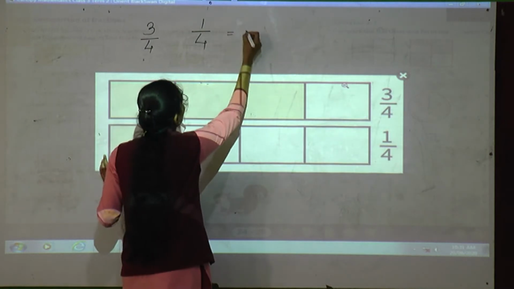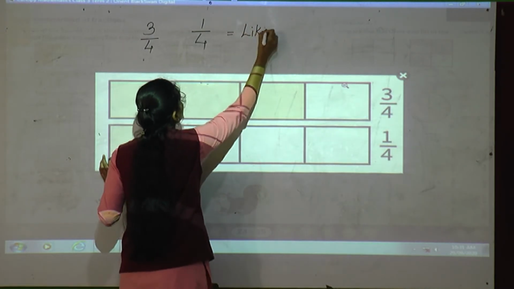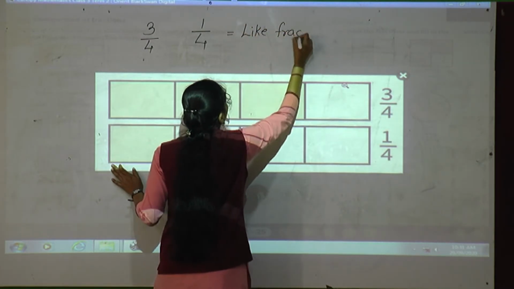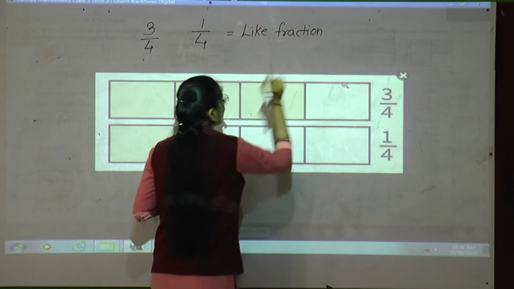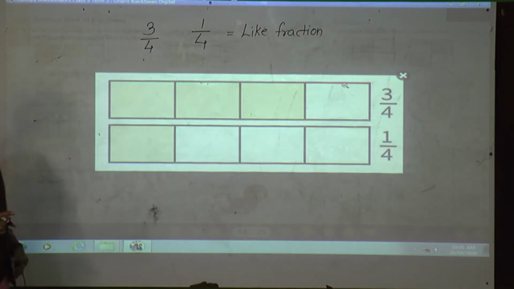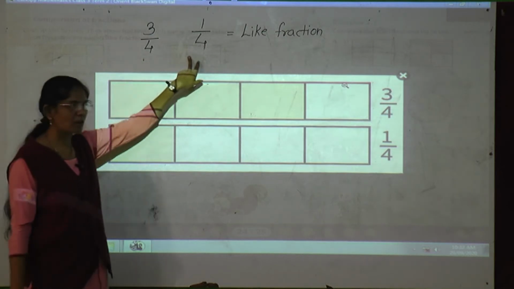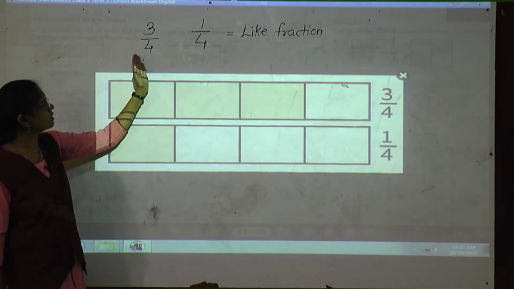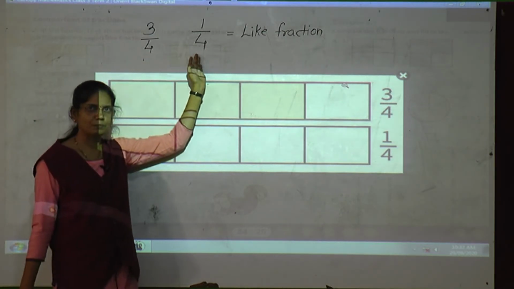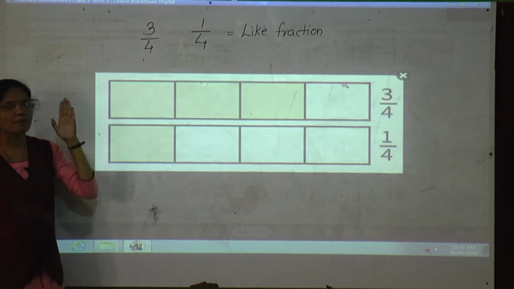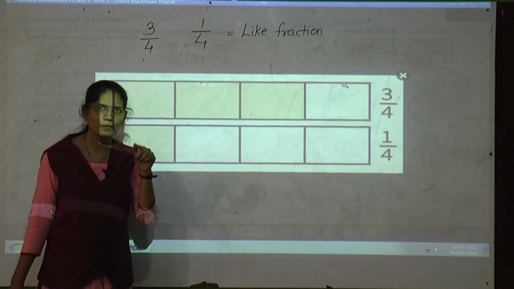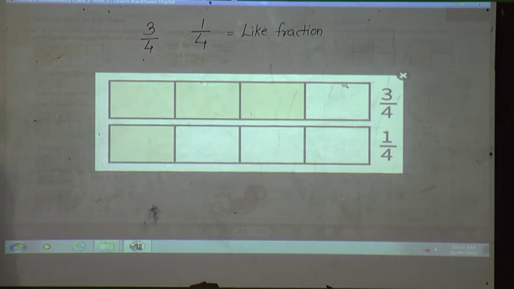Like fractions mean what? The fractions in which the denominator is the same. Now in these two fractions, you can see the denominator is 4 only. Okay. So this type of fraction is called a like fraction. Now see this like fraction. Here the denominator is the same.